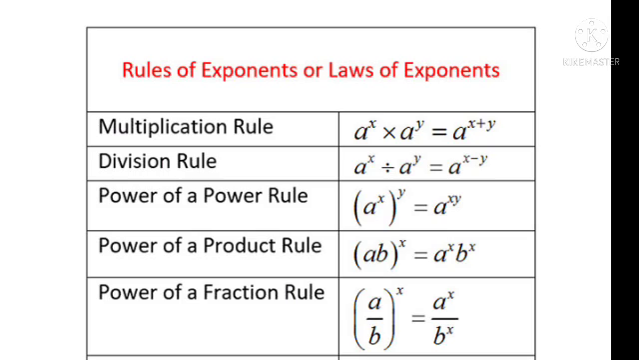Fourth one, in the bracket ab raised to the power x is equal to a raised to the power x multiplied by b raised to the power x. Fifth one, a divided by b close the bracket raised to the power x is equal to a raised to the power x divided by b raised to the power x.